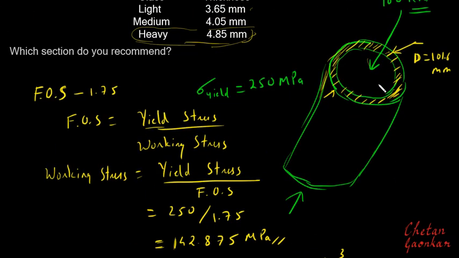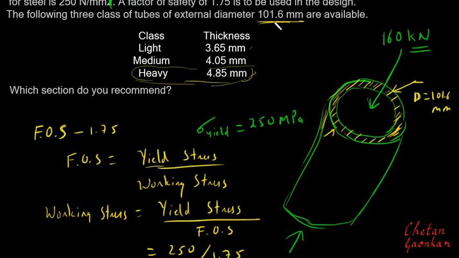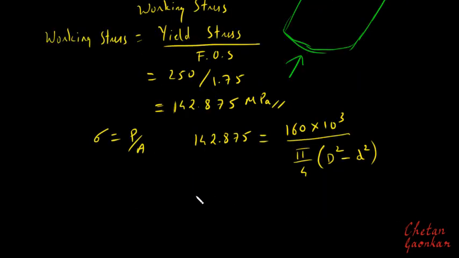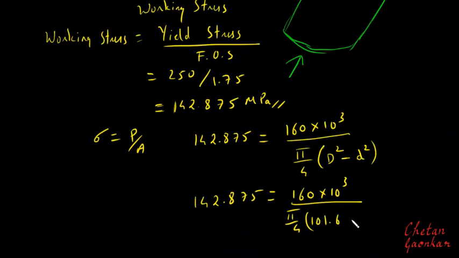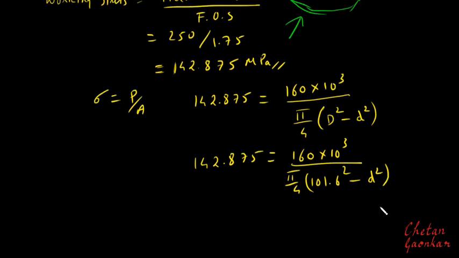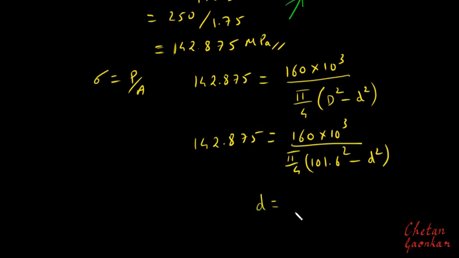We know that the outer diameter of all these hollow tubes is 101.6 mm. So I will substitute: 142.875 equals 160 multiplied by 10 to the power 3 divided by pi by 4 times (101.6 square minus d square). So we'll have to find from here what small d should be in order to withstand this stress of 142.875. If we solve this, I get this d as 94.32 mm.